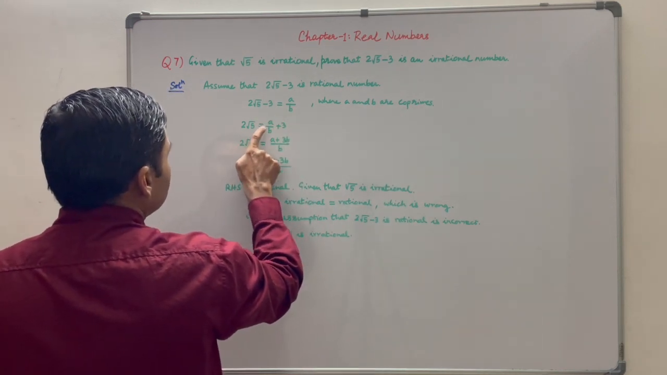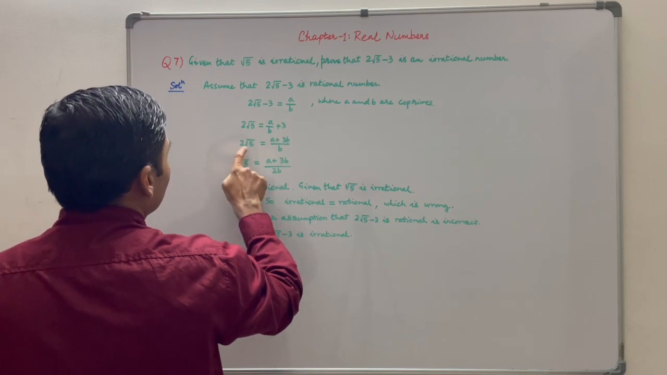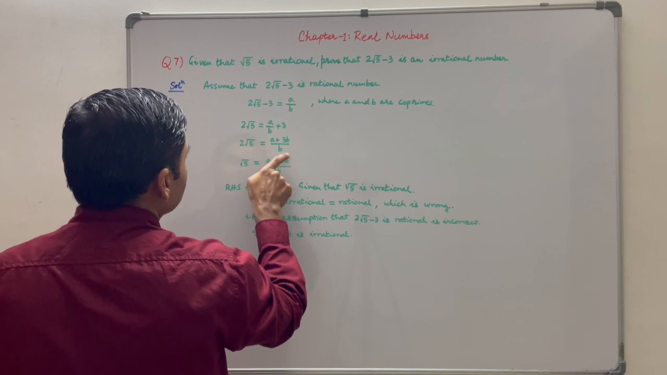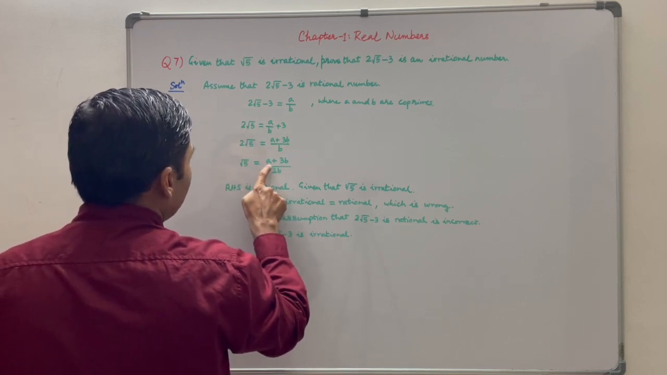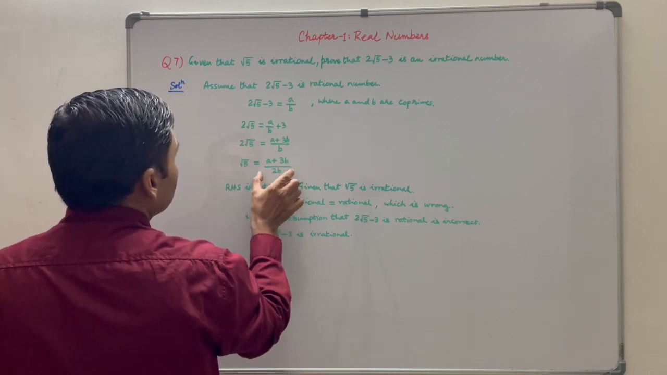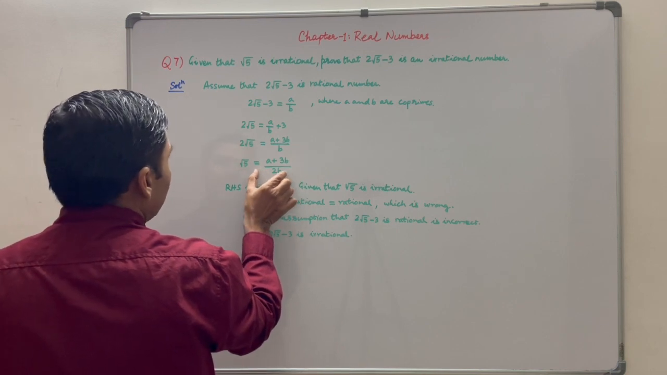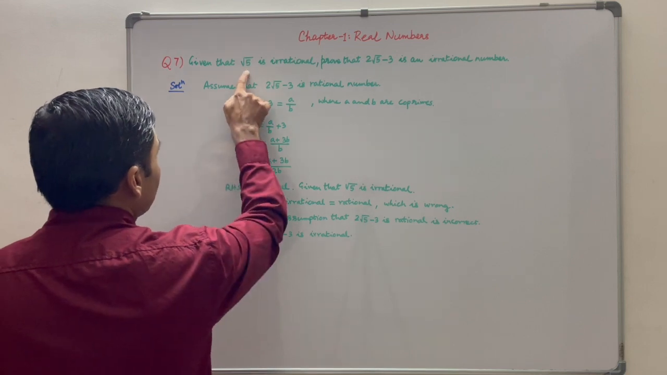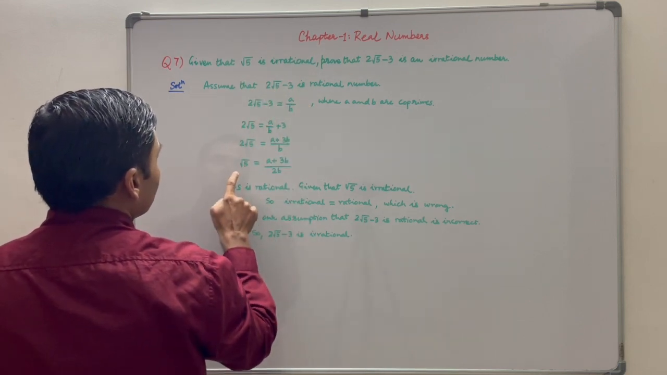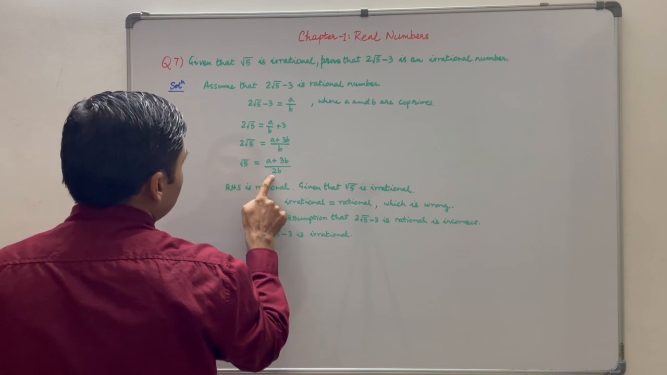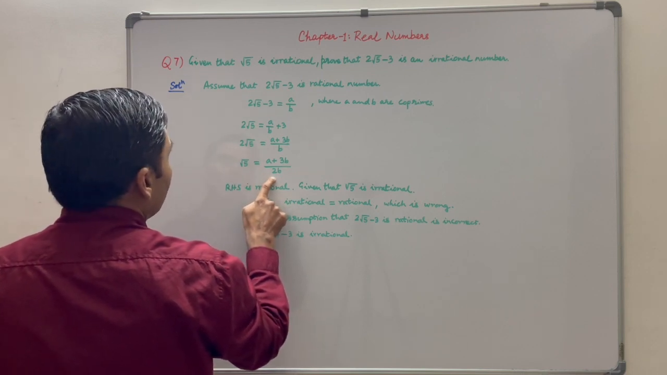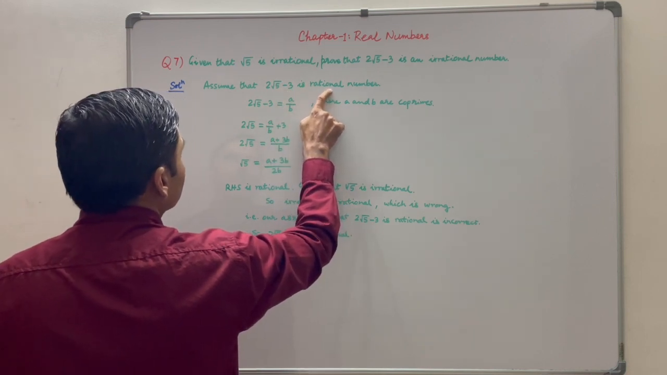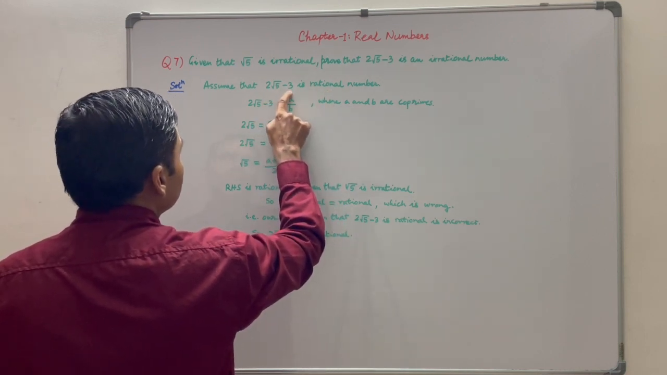So 2 root 5 is equal to a by b plus 3, or 2 root 5 is equal to (a plus 3b) upon b. Take 2 to the other side. So root 5 is equal to (a plus 3b) upon 2b. Right hand side is rational and left hand side is irrational, as it is given that root 5 is irrational. That is not possible, means irrational cannot be equal to rational. So our assumption that 2 root 5 minus 3 is a rational number is wrong. Actually 2 root 5 minus 3 is irrational.